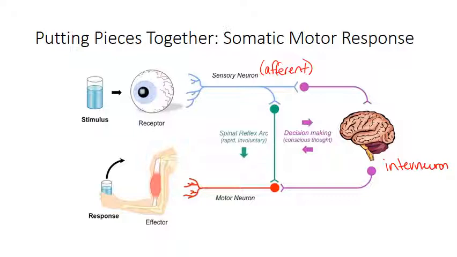That information is sent back out a motor neuron, and this is an efferent response because it is moving away from the brain, and that sends messages to our effectors. Effectors are either muscle or gland. The effectors are going to carry out the decision that is made by the brain. So they'll adjust something and respond to the internal or external environmental change.